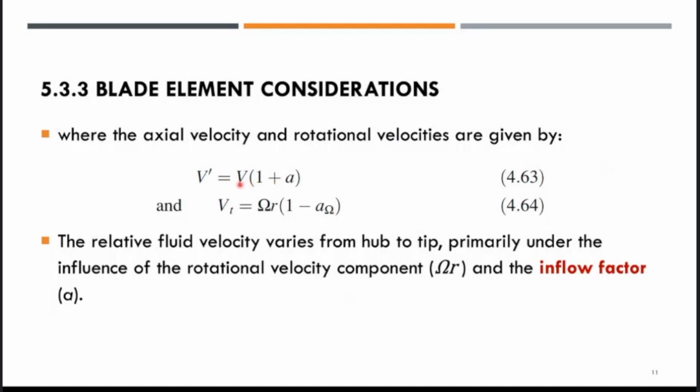It is being expressed as equation 4.63 and equation 4.64, right? We have a new component over there, a new item. The relative fluid velocity varies from hub to tip, primarily under the influence of the rotational velocity component, omega r, and the inflow factor. We have already introduced the inflow factor in last Monday's lecture.